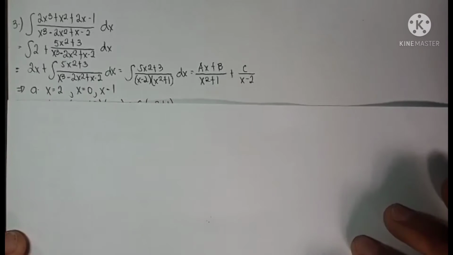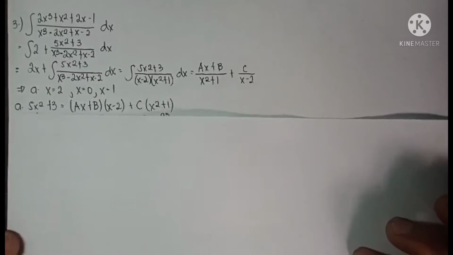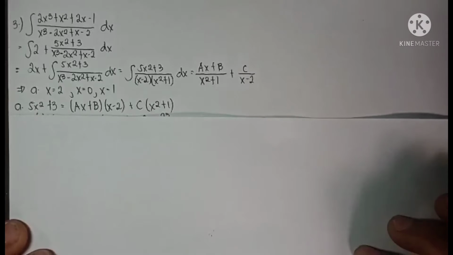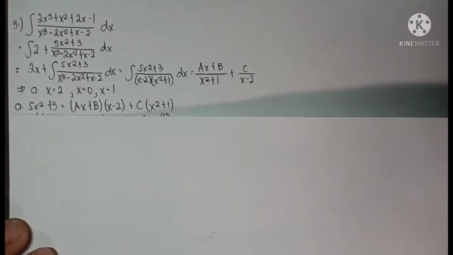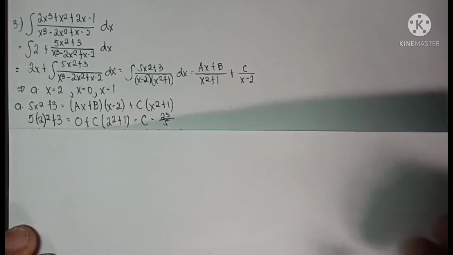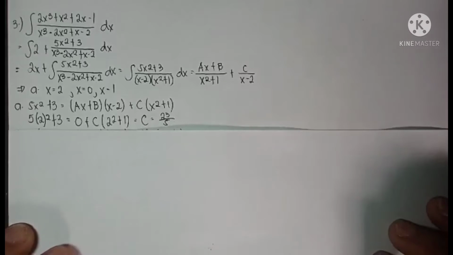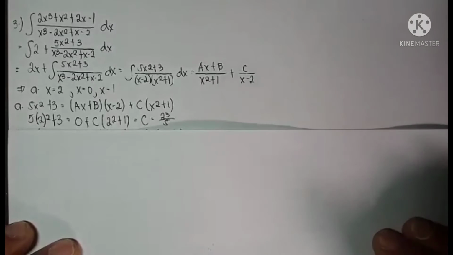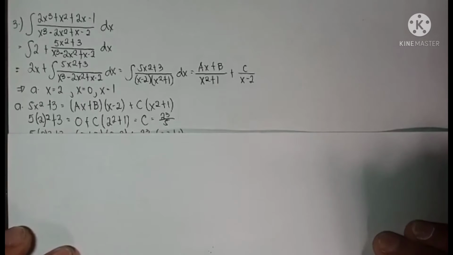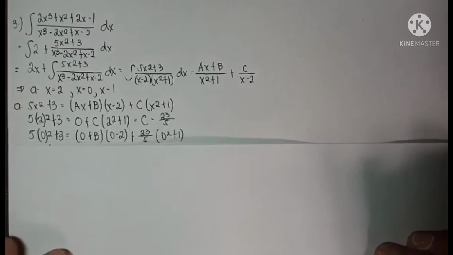So, bali ang a natin, x is equal to 2, x is equal to 0, and x is equal to 1. So, ang a natin is 5x squared plus 3 is equal to ax plus b times x minus 2 plus c times x squared plus 1. So, bali, yung x, substitute natin yung 2, magiging 5 times 2 squared plus 3 is equal to 0 plus c times 2 raised to 2 plus 1, c now is equal to 2 cubed all over 5.